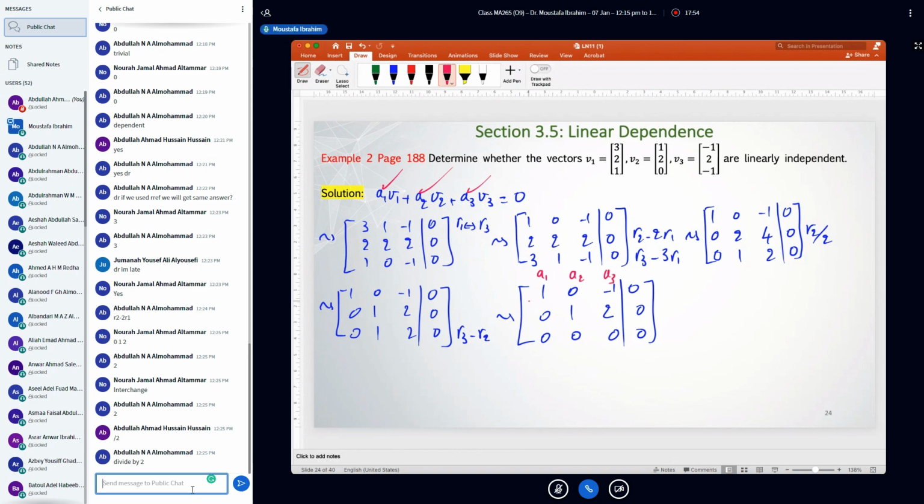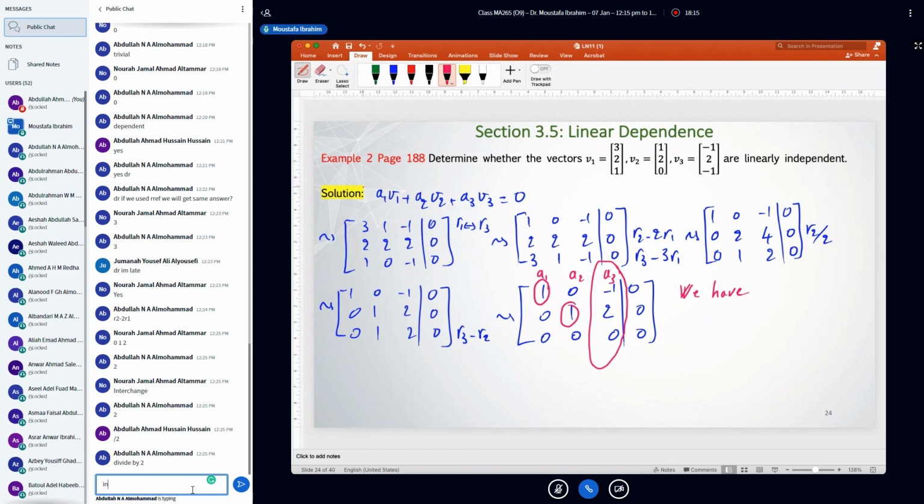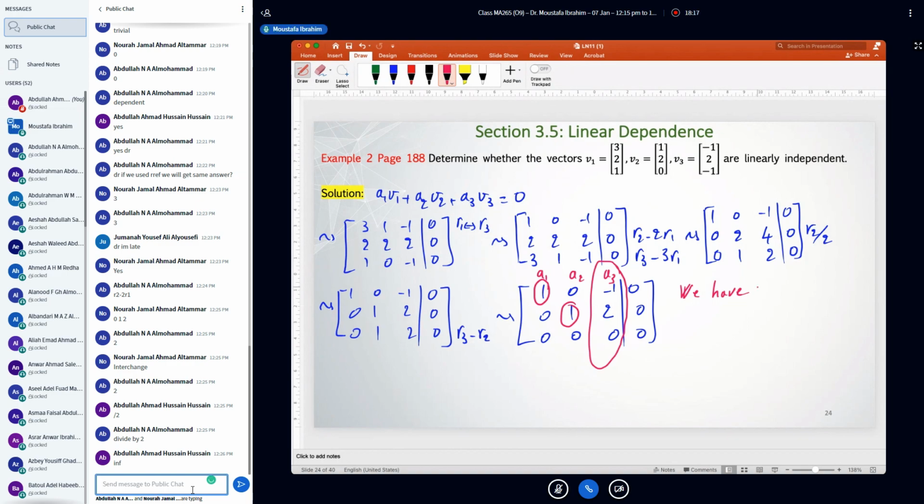Let's see the leading ones. For every canonical row, we have to search for the leading one. Here, this is the first leading one, the second leading one, and for this row we don't have one. So look, A3 does not have a leading one. So how many solutions do we have? Hello guys, how many solutions? Infinitely.